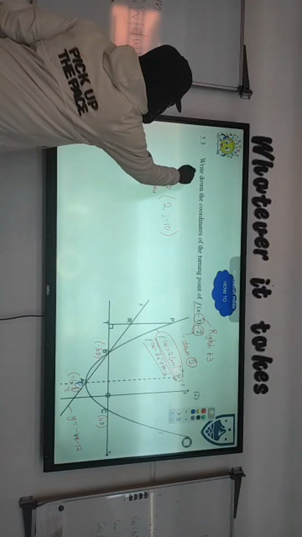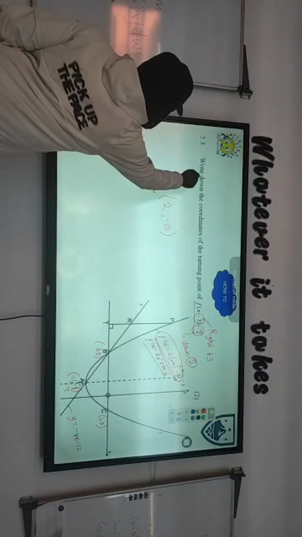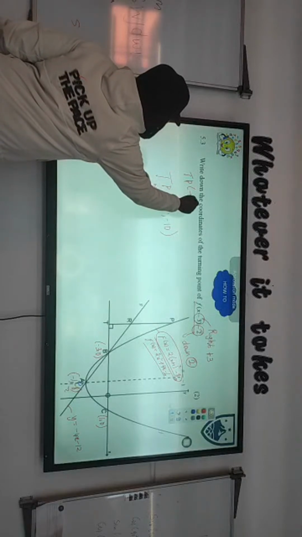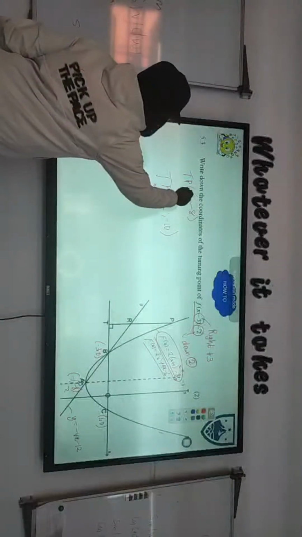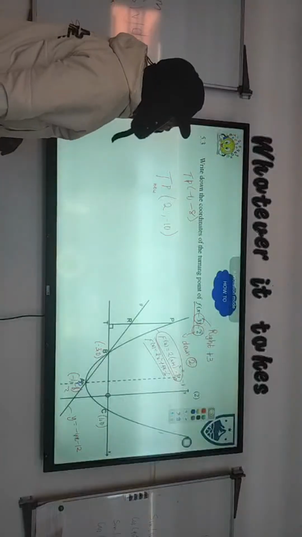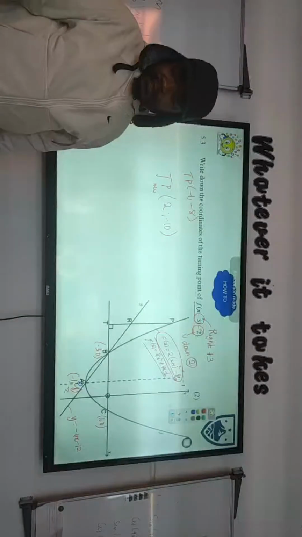So this is the new turning point. The old turning point of f at x was -1 and -8. So we moved 3 units to the right, 2 units down.